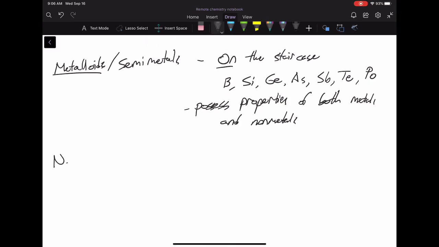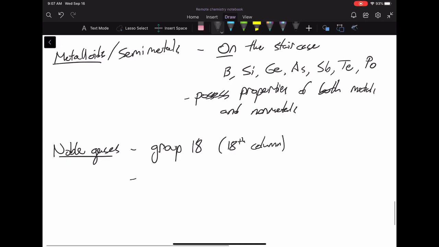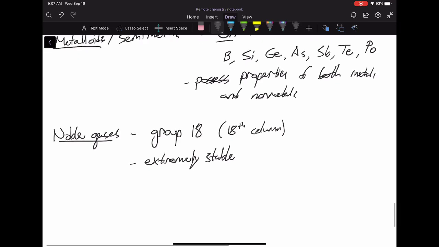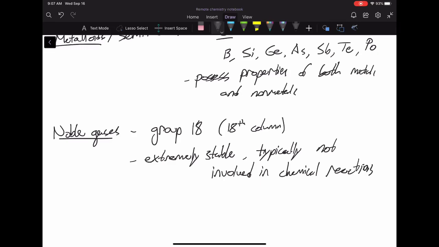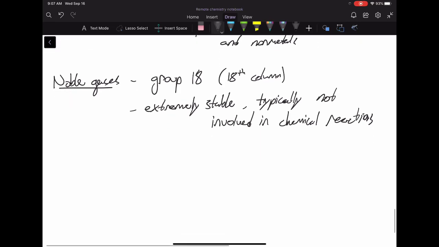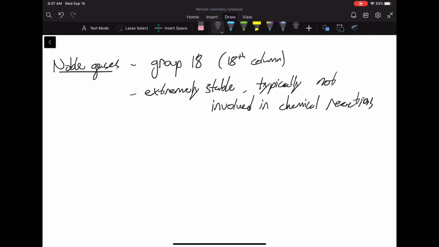The last category would be the noble gases. These are all found in group 18, or the 18th column. Noble gases are extremely stable, and this just means that they're typically not involved in chemical reactions. Because they're so stable, they don't really react with anything. That's kind of all you have to know right now about noble gases.